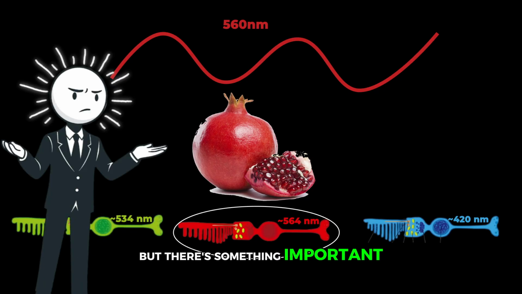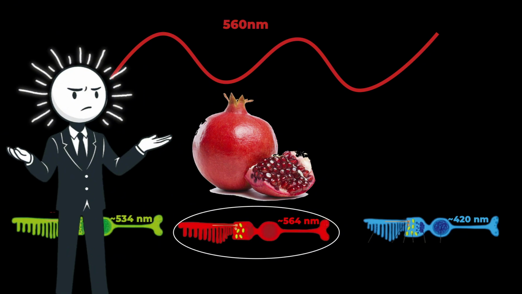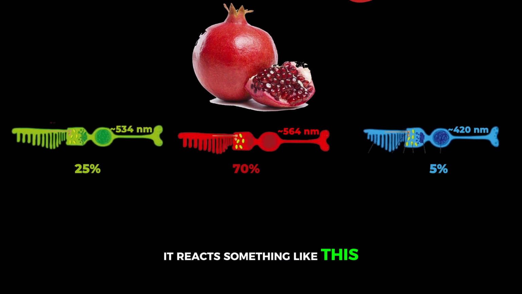But there's something important. It's not only the red sensor that reacts to this wavelength. It reacts something like this. The red sensor reacts by about 70%, because 560 nanometers is closer to its 564 nanometer peak. So its reaction is stronger. Your brain receives these signals, processes them, and says, okay, red.